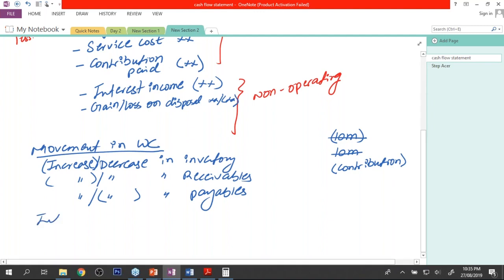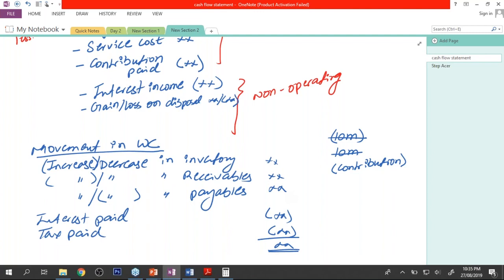Apart from this, we also deduct the amount of the interest paid and the amount of the tax paid from the operating activities. So this is how we actually calculate the cash flow from operating activities, by adjusting the profit for non-cash and non-operating activity, by recording the movement in the working capital, and by recording the interest paid and the tax paid. So these are the elements which we record in the cash flow from operating activities.